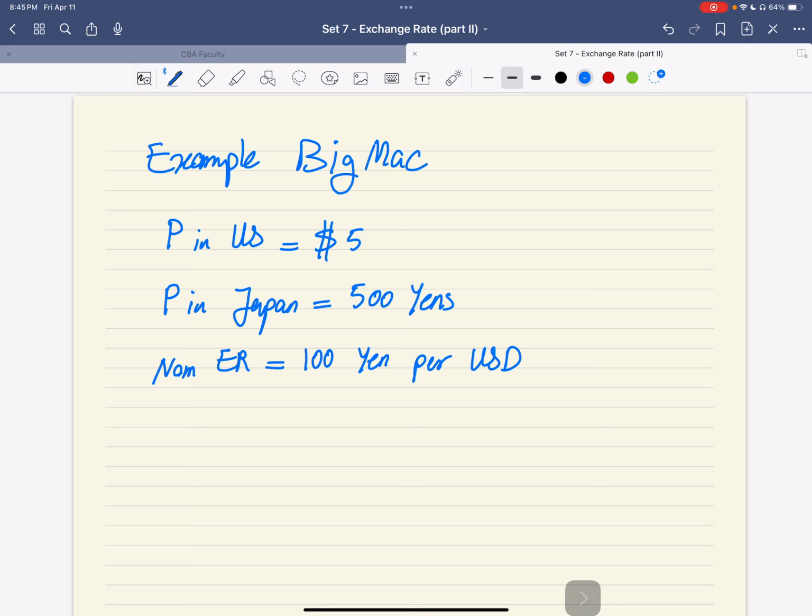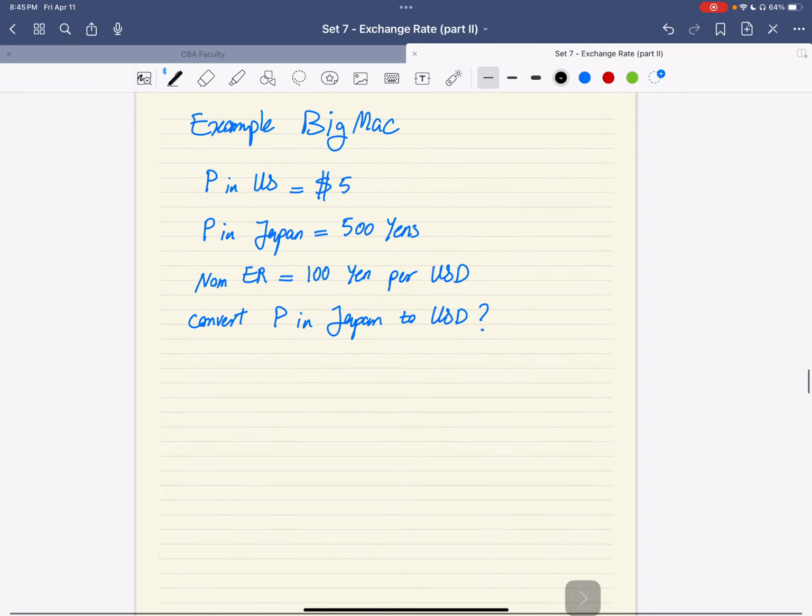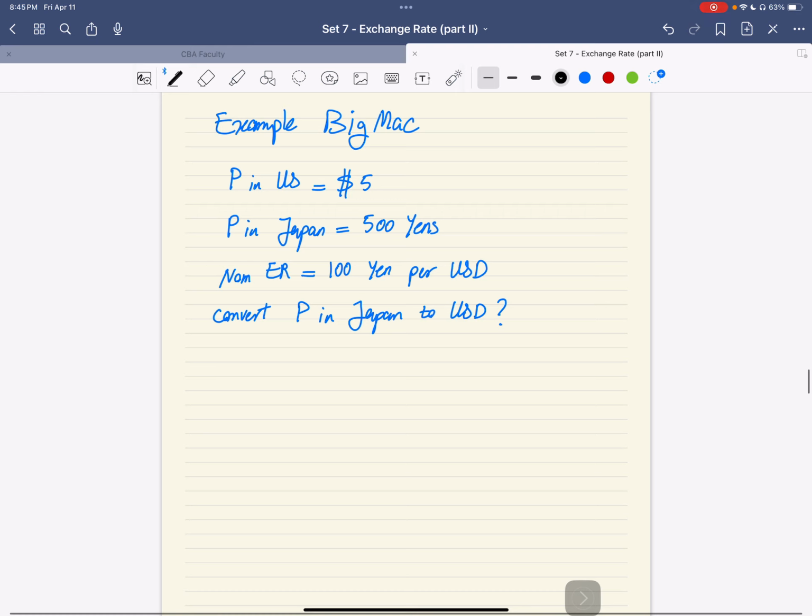So let's convert price in Japan to US dollar. If I want to do that, I just need to plug in the numbers. Okay, 500 yen. Let me write the formula.